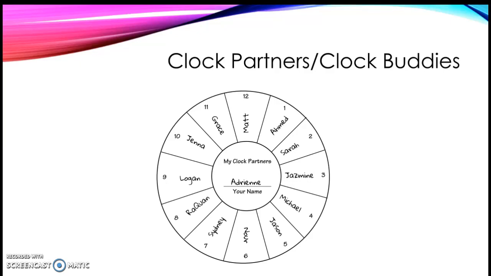Once your clock is full, if the teacher says, please find your 3 o'clock partner, that means I would be talking with Jasmine. But if the teacher says, find your 8 o'clock partner, that means I'm talking with Rakan. So each time the teacher says someone, I have a different partner. And you see I have 12 partners. So on my sheet at 12 o'clock, it says Matt, and on Matt's sheet at 12 o'clock, it'll say Adrian. And we only have one partner. I use it at the beginning of the year, and then the students have it the whole year in their folder in case they forget who their partner is.